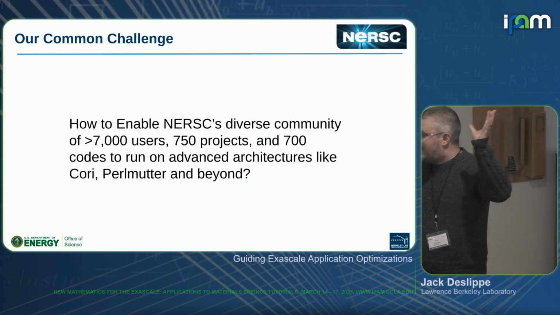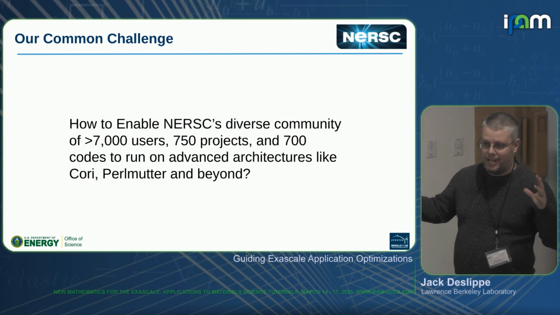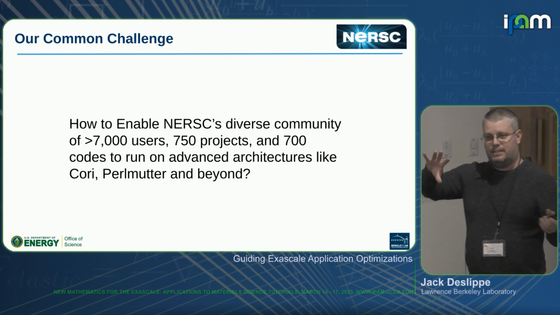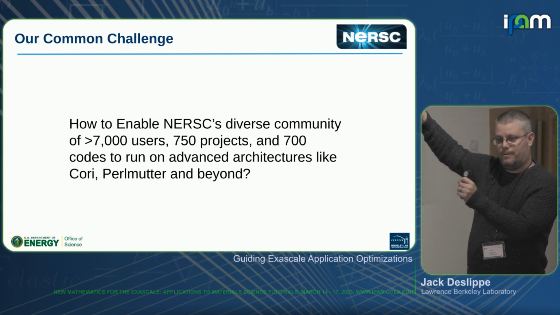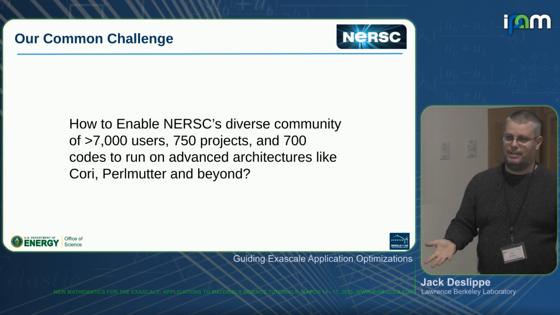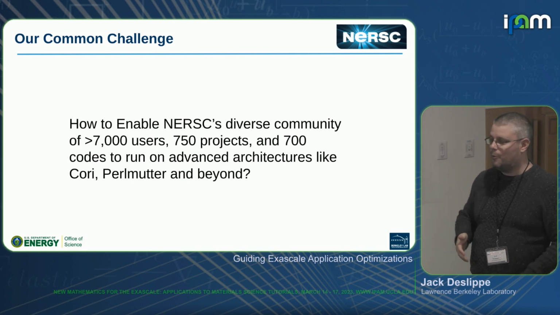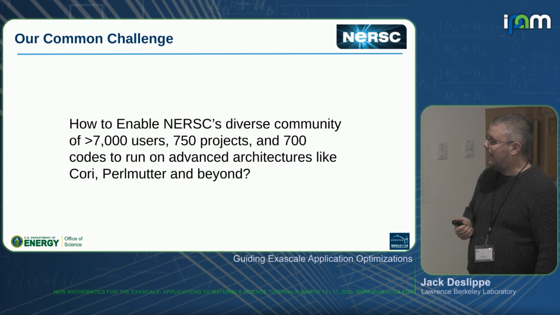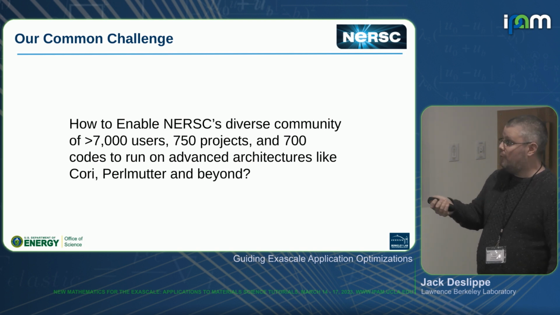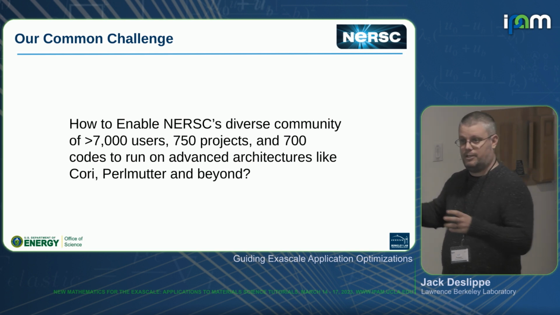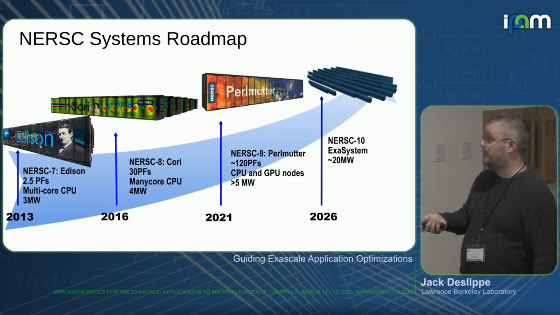So now, putting on my NERSC hat, from NERSC's point of view we have this common challenge with all of you, with the whole application community, which is: as the HPC community moves towards these energy efficient exascale architectures, how do we make sure that the greater scientific computing community doesn't get left behind? Because that's the whole point. We've been thinking about this problem a lot for the last 5 to 10 years: how do we make sure that our diverse community at NERSC, with roughly 700 different codes, is able to run on these advanced architectures like the Cori KNL architecture and Perlmutter and beyond.